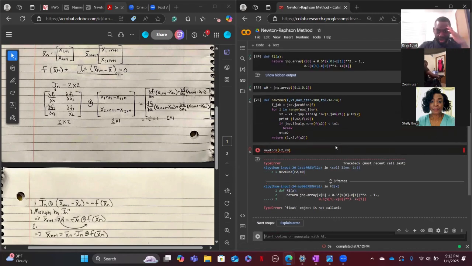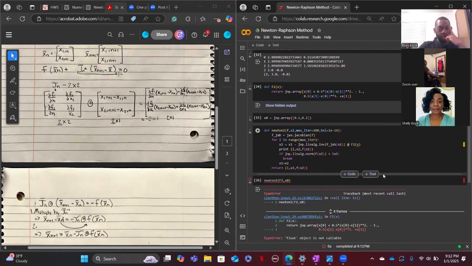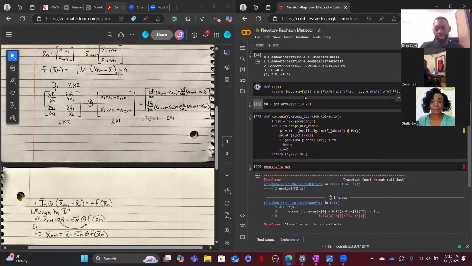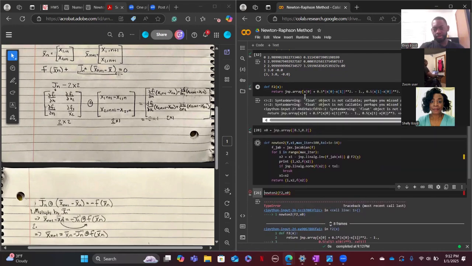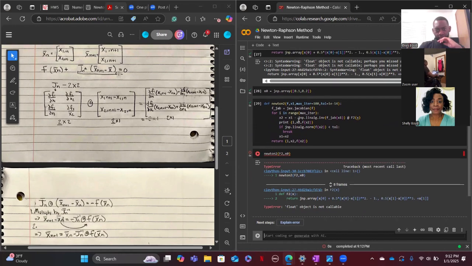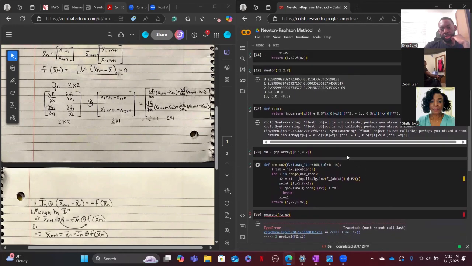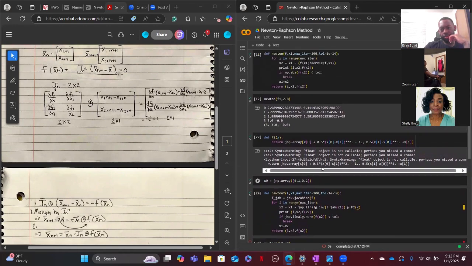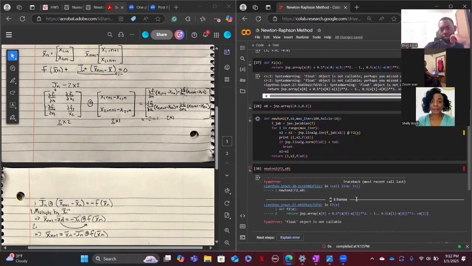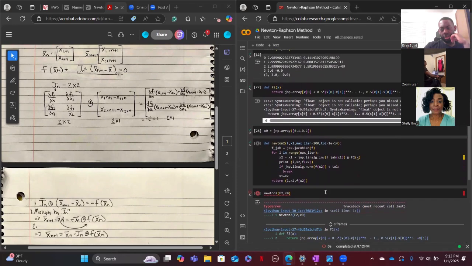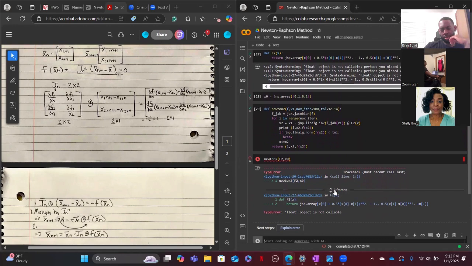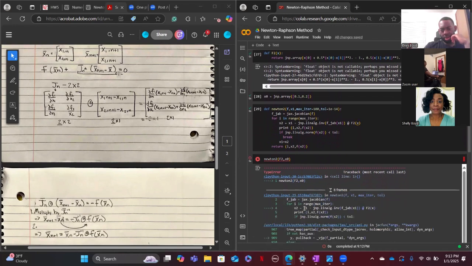Flow object is not callable. What do you mean? Let me put this back up here. What do you mean by flow object is not callable? Why is that the case? Why is this not callable? It's the second part of our function that's saying it's not callable.